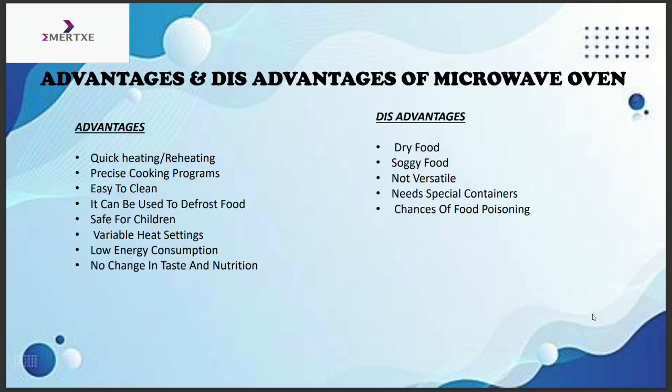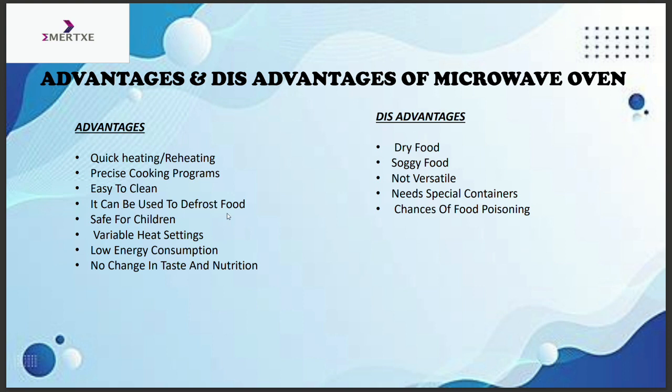We want to know the advantages and disadvantages of the microwave oven. First, the advantages. Quick heating: our food is heated very quickly in the microwave oven. Cooking program: whatever type of food you put in, it can be easily programmed. What we give as input, it gives as output. Easy to clean, because it has a silver coated or plastic coated body, so we can easily clean it.